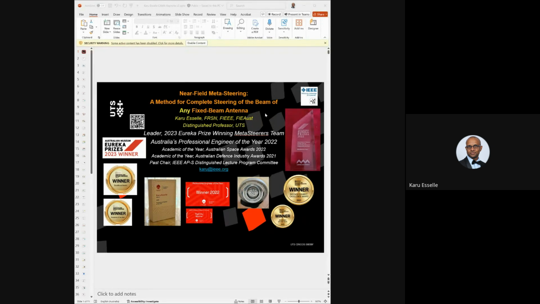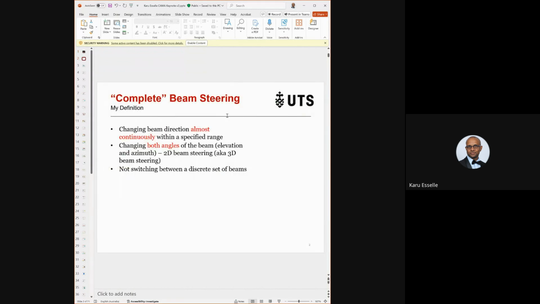So first, let me define what I mean by complete beam steering. That is change in beam direction almost continuously within a specified range. Change in both angles of the beam, that's elevation angle and azimuth angle. Sometimes this is called 2D beam steering because we are changing both variables of the direction. Some people call it 3D beam steering because it happens in 3D space.